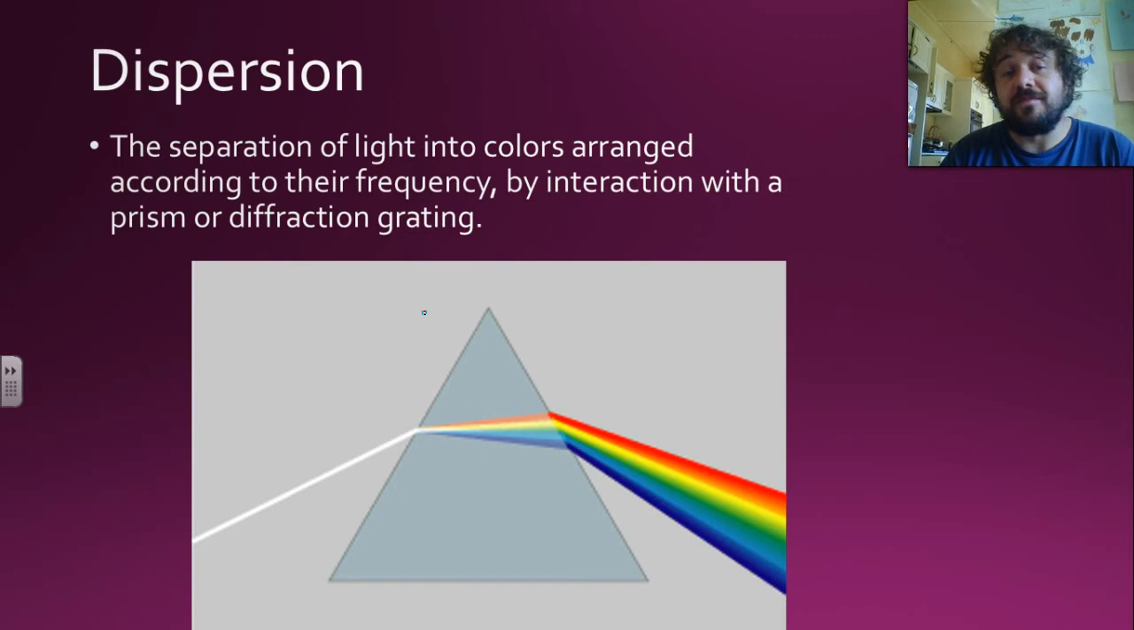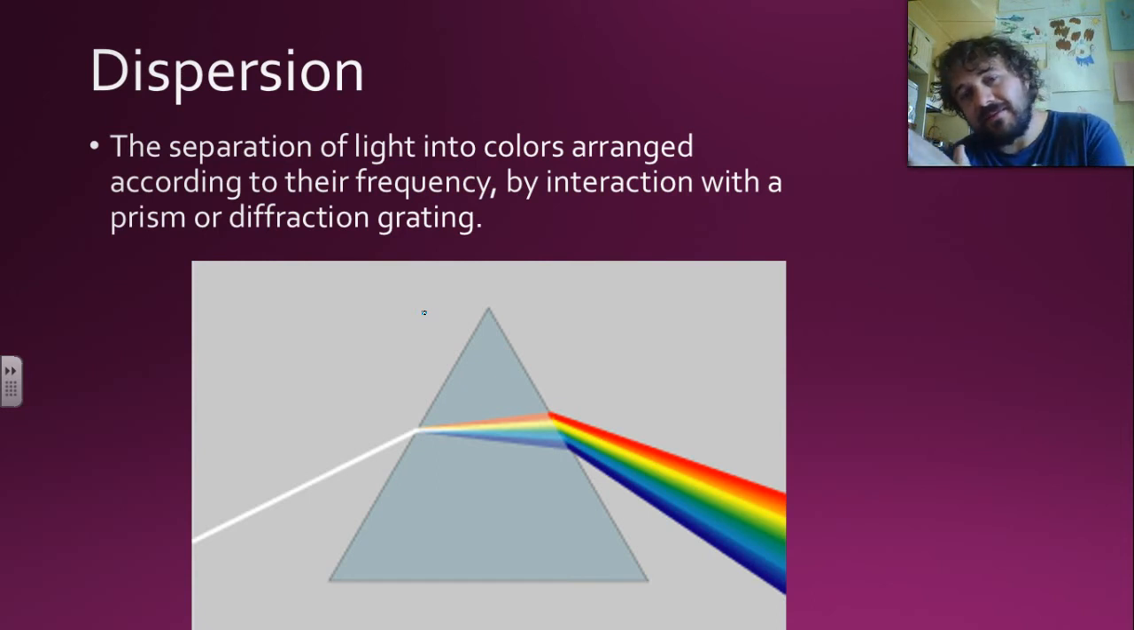Okay, so dispersion, separation of light. Basically, white light is made up of all of the other lights together. So when it bends, the different wavelengths bend at different angles because they're different, so they're not traveling together. This is when they interact with a prism or diffraction grating. Don't stress about that, but that's just something that makes it bend.